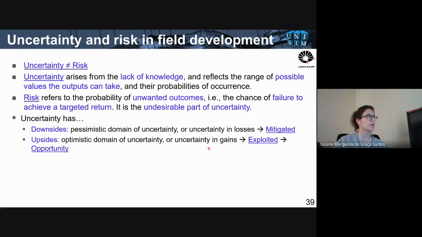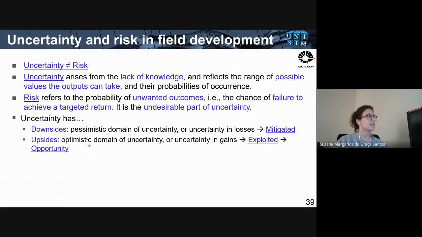Risk is something different, okay? Risk refers to the probability of unwanted outcomes. Risk is something that I do not want, okay? Uncertainty is more general, and risk can be inside a part of the uncertainty, okay? It is the part of the uncertainty that I don't want, meaning that it's like the failure to achieve a targeted return. So I want to get that, and if I'm not there, this is bad for my project. So this is undesirable, so this is risk, okay?